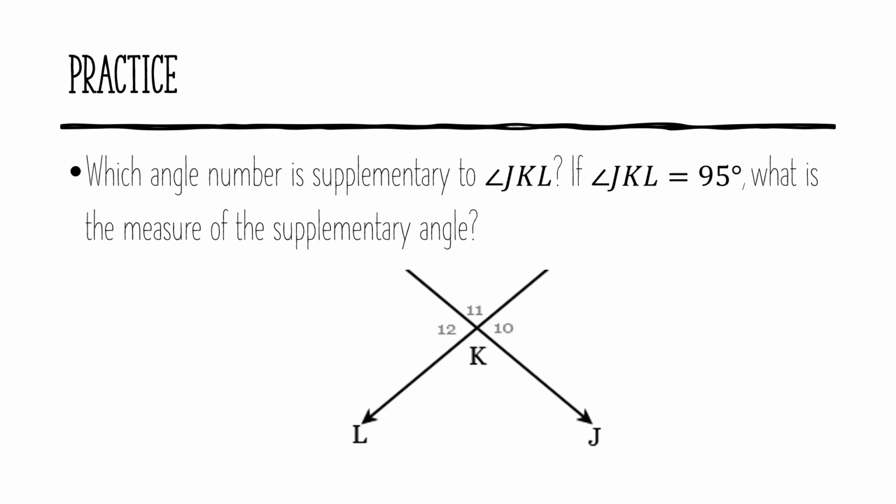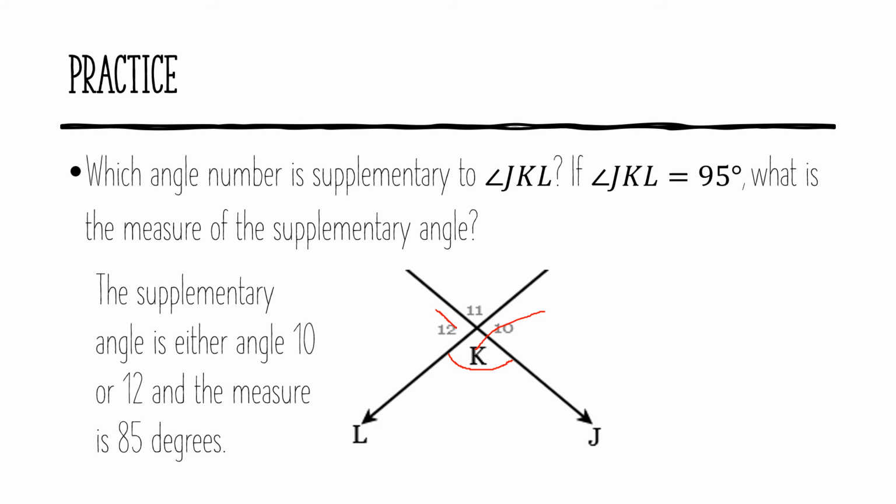Which angle is supplementary to JKL? Well, JKL is 95, so JKL is right here, 95 degrees. And so either this one, 10, or this one, 12, is going to be supplementary. Whatever the case, its measure has to be 85 degrees, so that 85 plus 95 gives you 180.